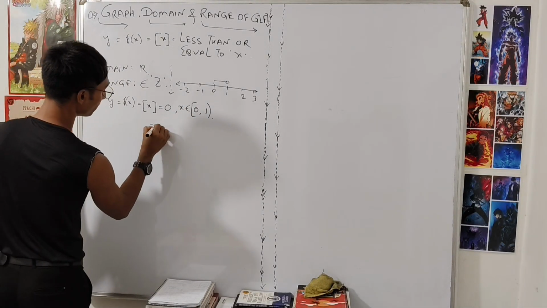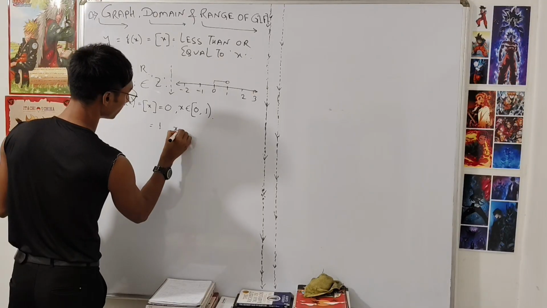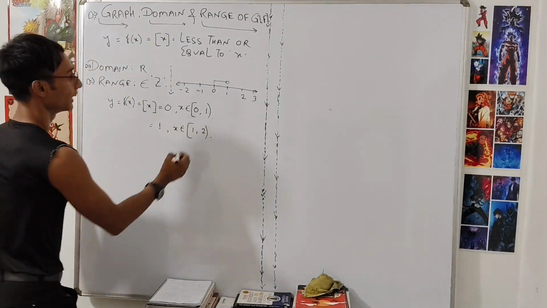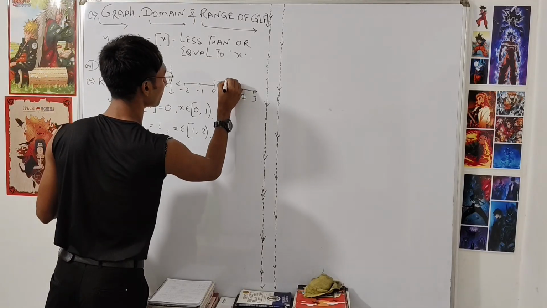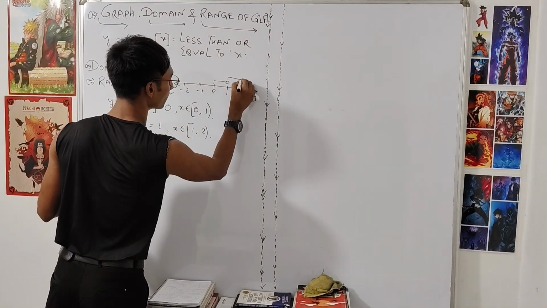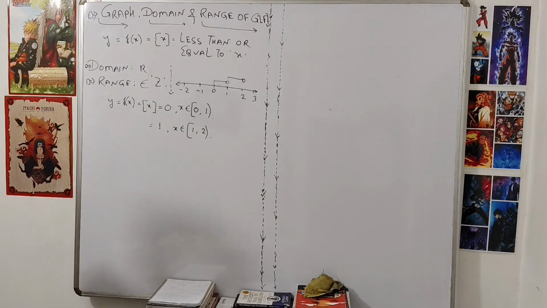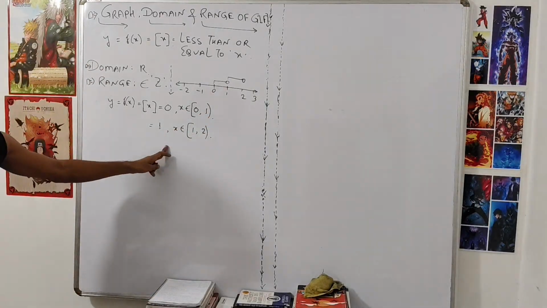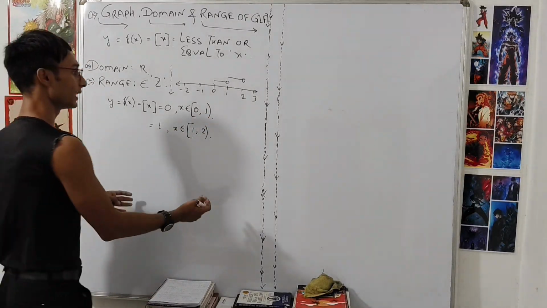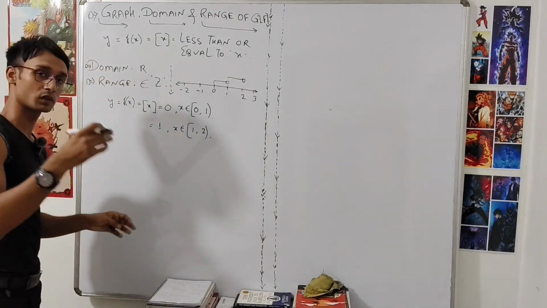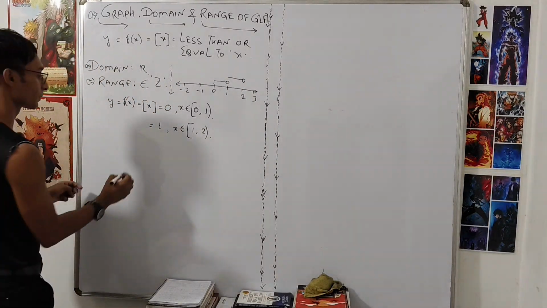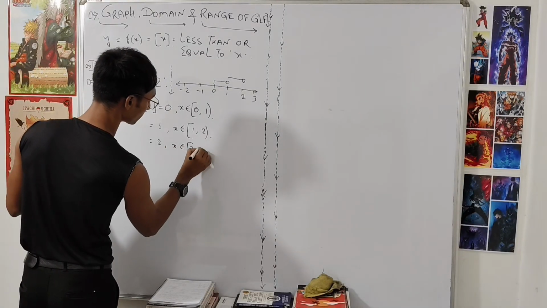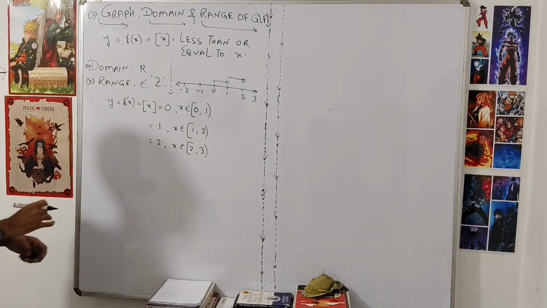Now the value of box x will be 1 when the value of x is from 1 to 2, right? From 1 closed to 2 open, it will always produce 1. In the same way, from 2 closed to 3 open, it will always produce 2, right?